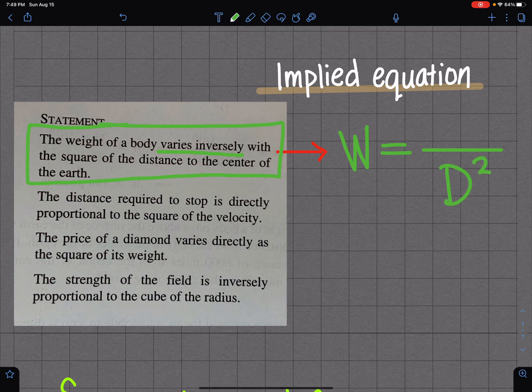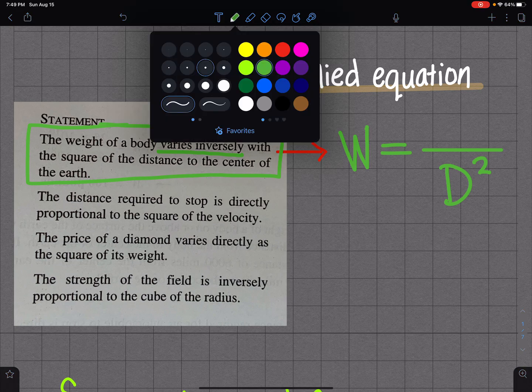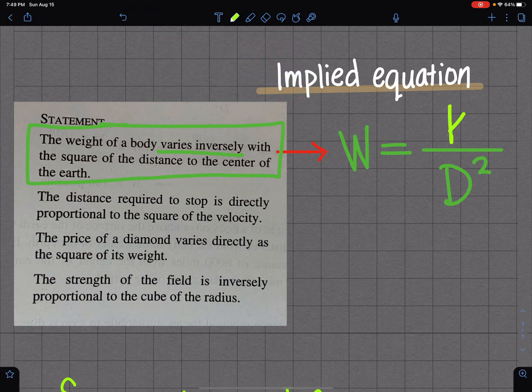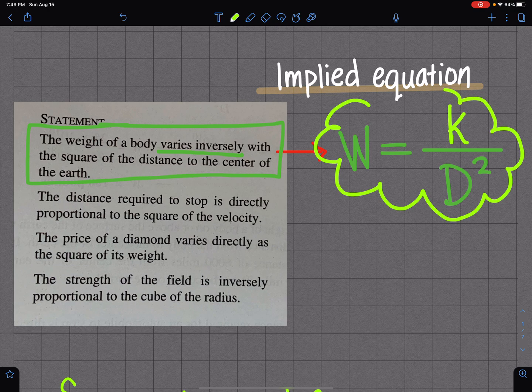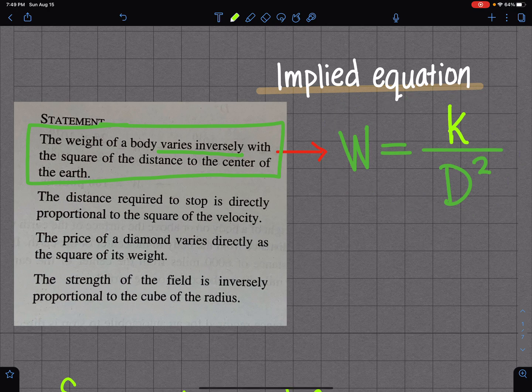Okay, let me read it again. The weight of a body varies inversely with the square of the distance to the center of the earth. Okay, that's all they tell us. Now, you notice when I did proportions, I was doing 1 over. But in these examples, instead of 1, it's going to be some constant, and we're going to write that there. So this is the equation that the first one implies, okay?